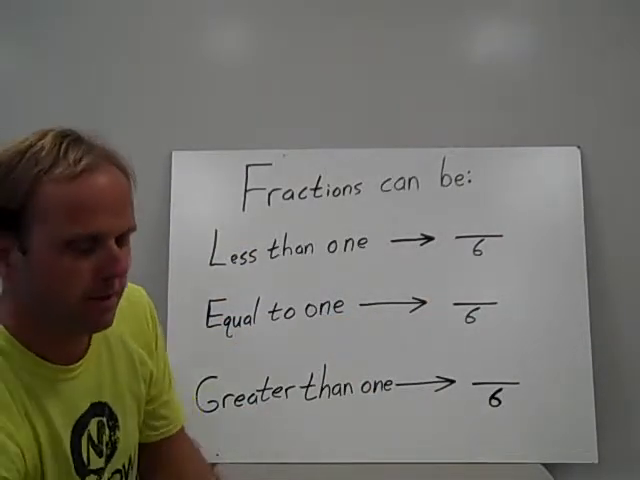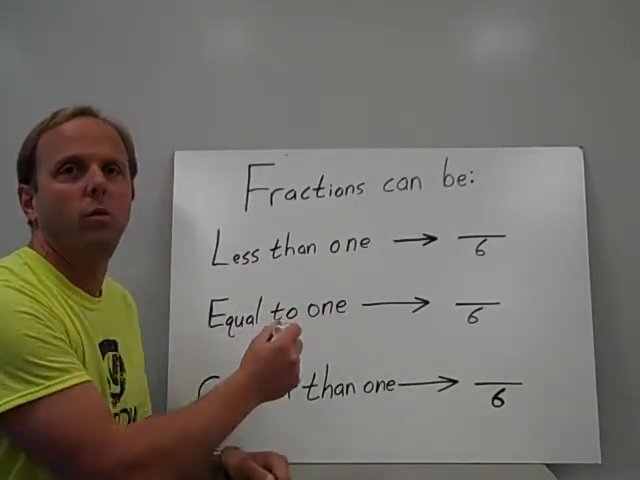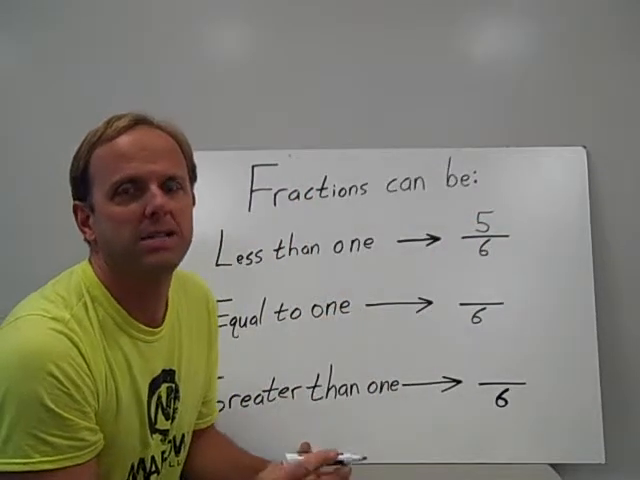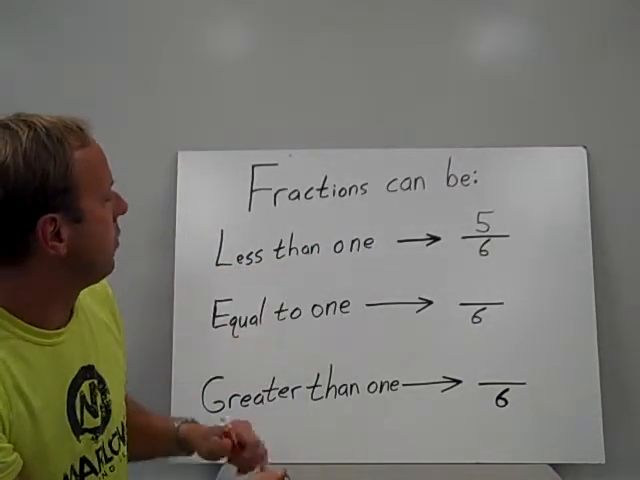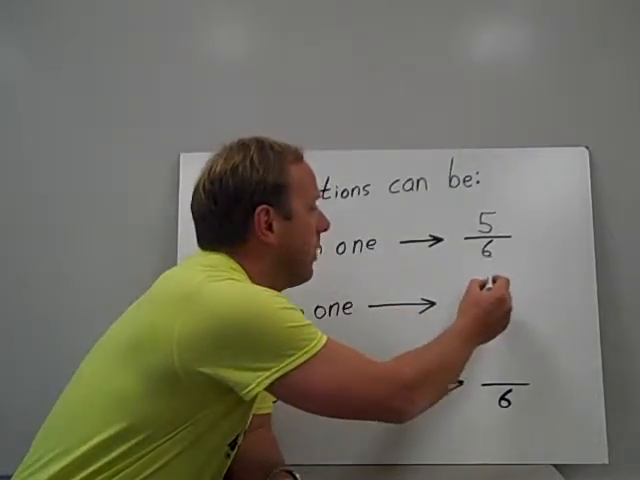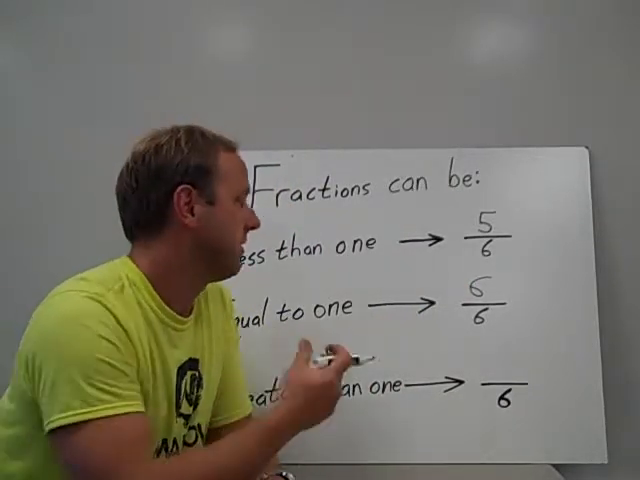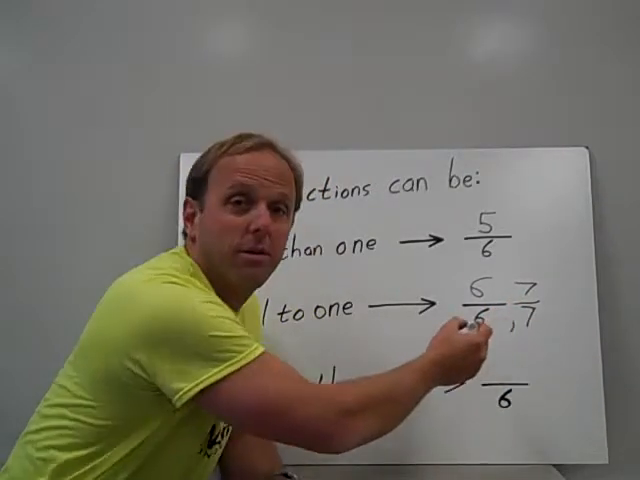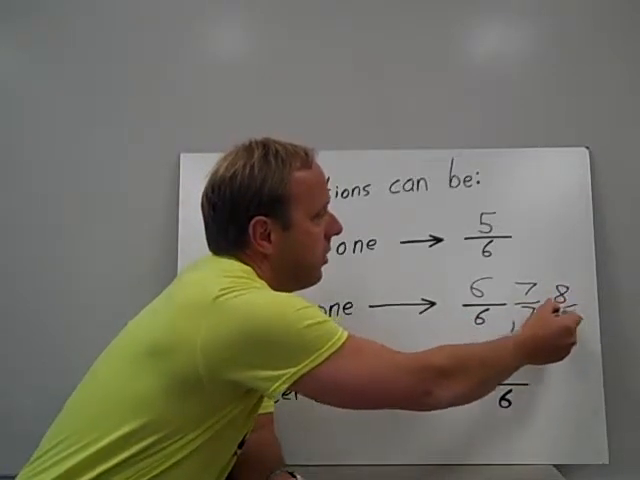Now, this is the part that always confuses some of the kids. Fractions can be less than 1. So any fraction that is 5/6 or less, all the way down to 0/6, would be a fraction that's less than 1. A fraction that is equal to 1 is when the numerator and denominator are the same. So in my example, we would have 6 out of 6. However, any time you see a numerator and a denominator that are the same, you have a fraction that is equivalent to 1.